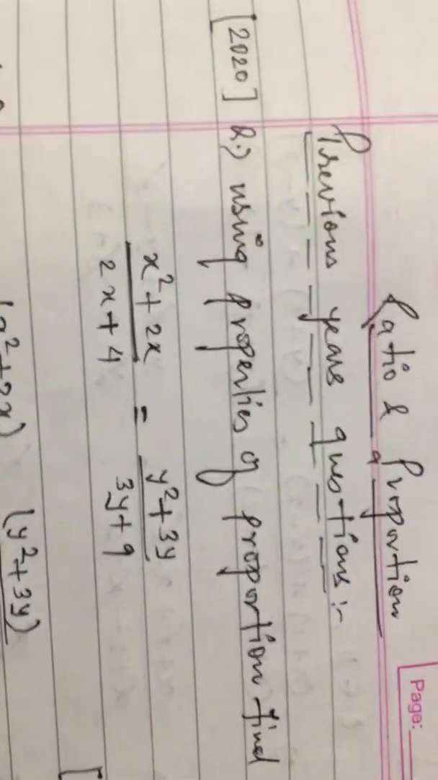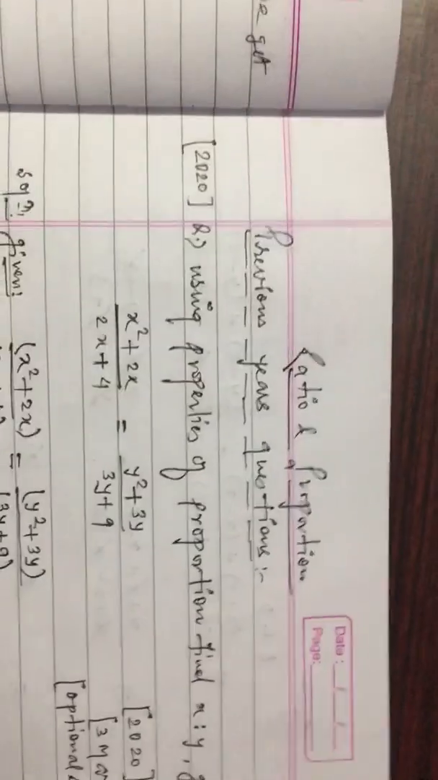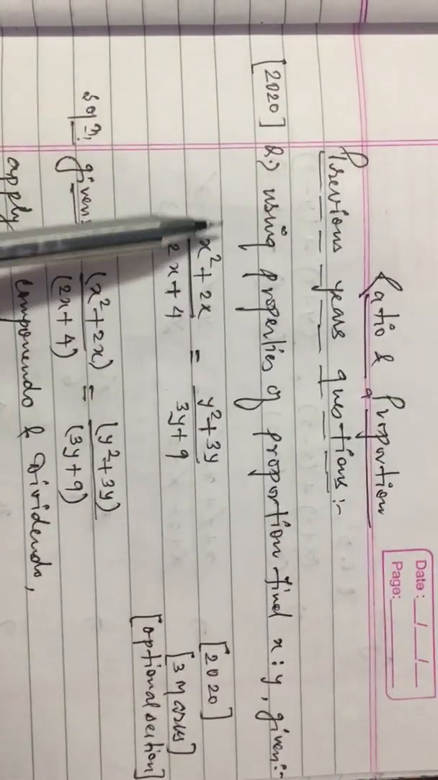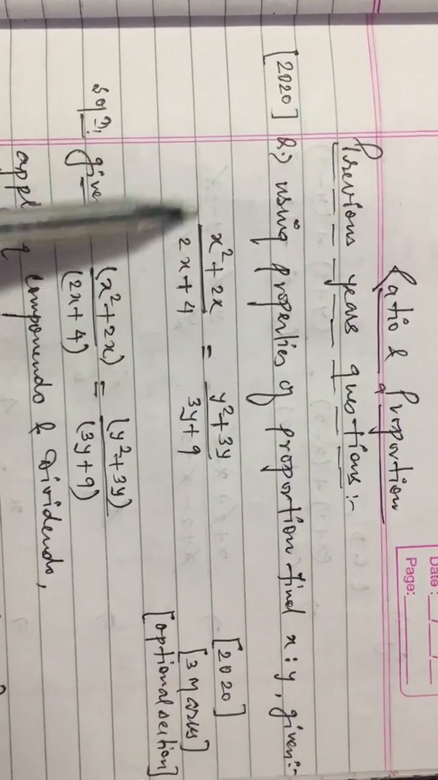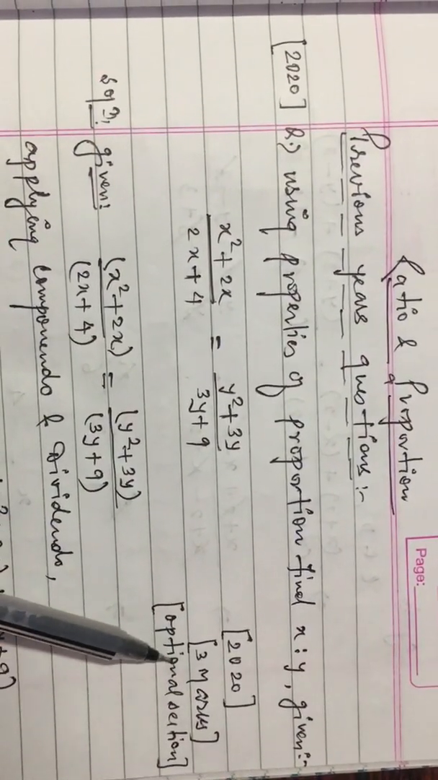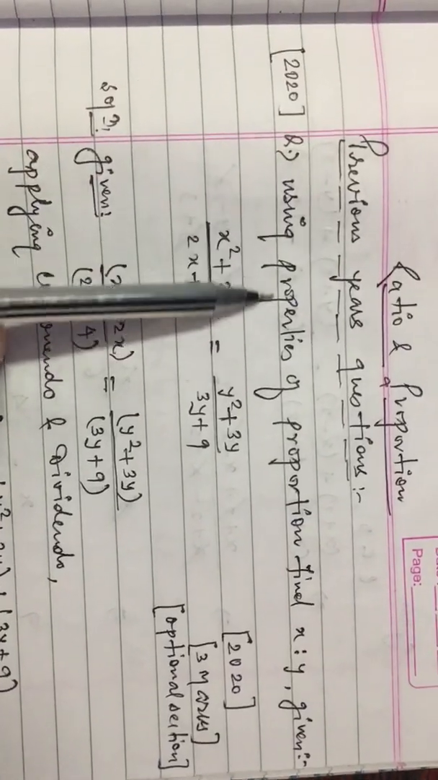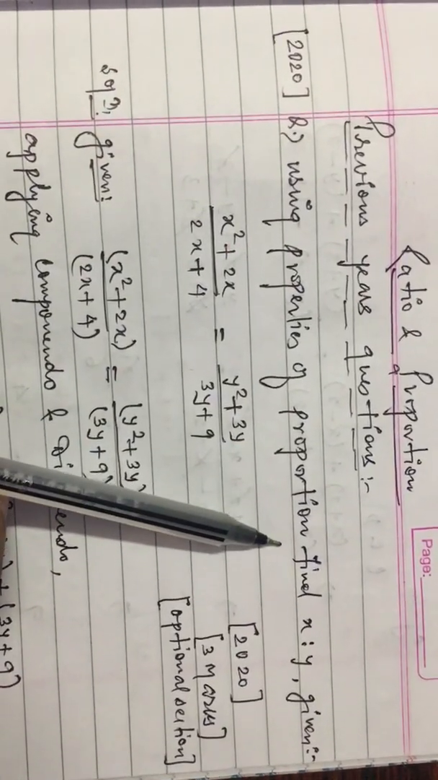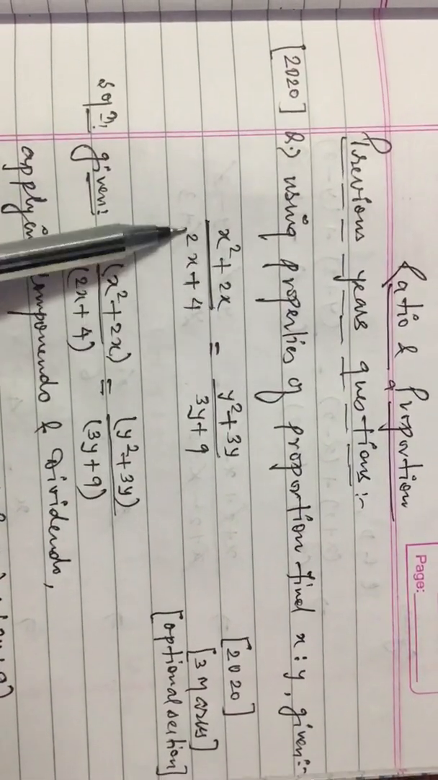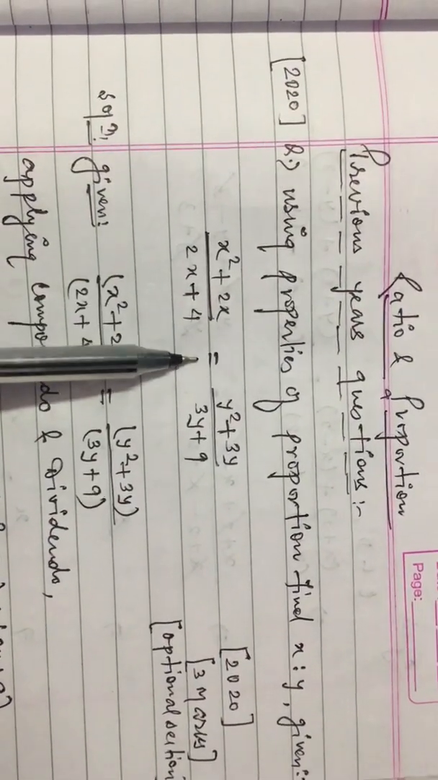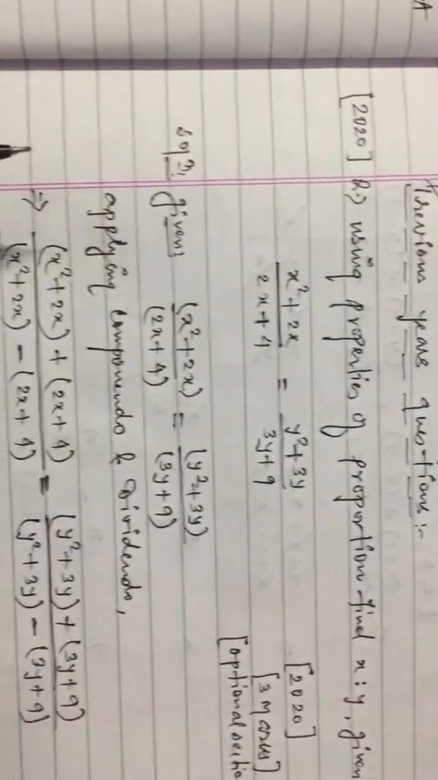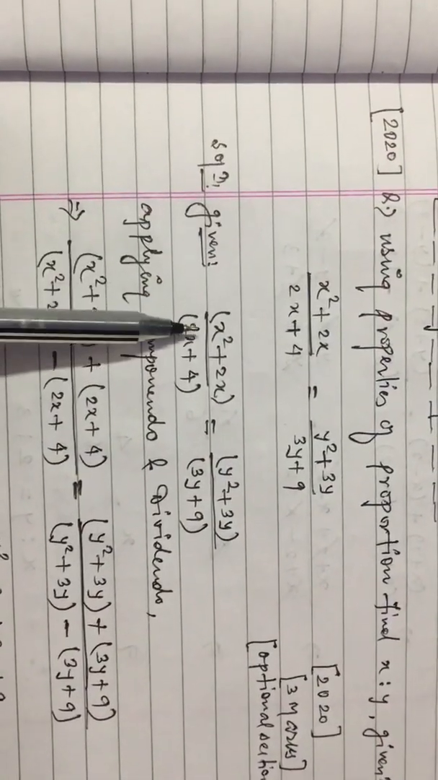So now you can see on the screen, previous year's questions. This question was asked this year in 3 marks in the optional section. Using properties of proportion, find x is to y, given (x square plus 2x) whole divided by (2x plus 4) is equal to (y square plus 3y) whole divided by (3y plus 9). The given term is this much.